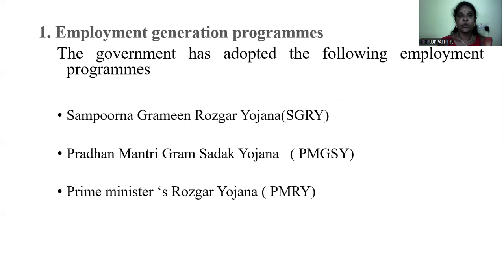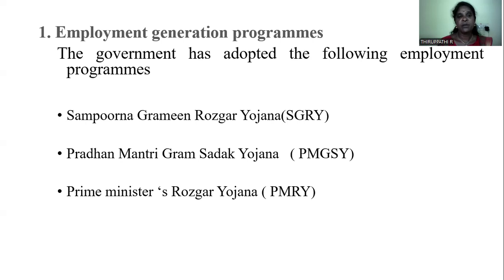The first is Sampoorna Gramin Rozgar Yojana. This program was launched on September 1st, 2001. The main aim of the program is to provide additional wage employment in rural areas and to provide social security and improved nutrition level for rural people. This program is implemented only through Panchayati Raj institutions.